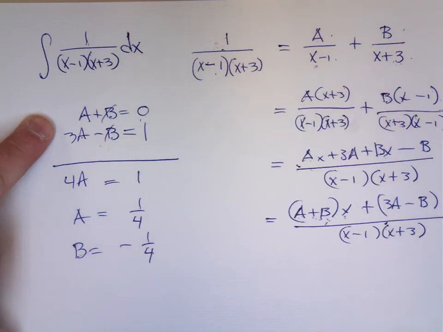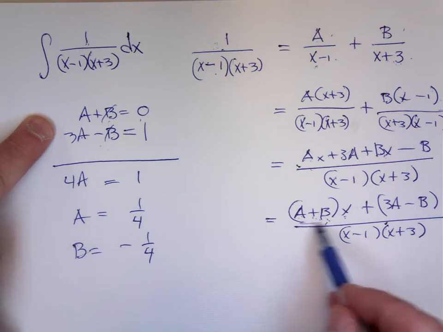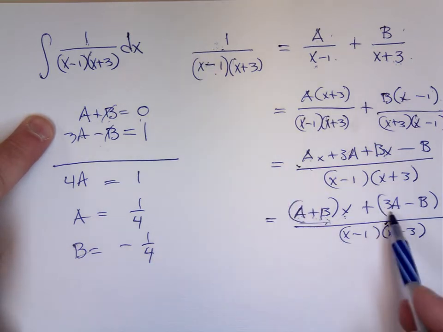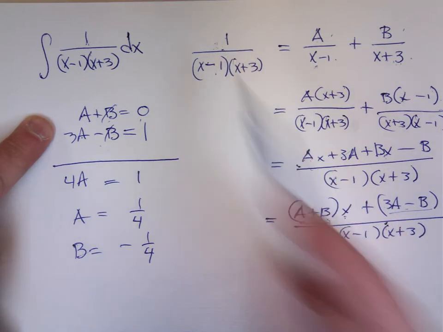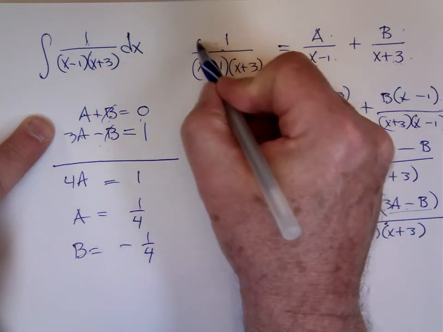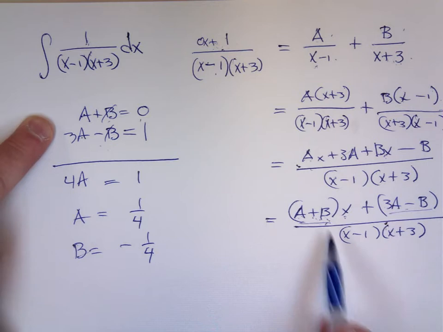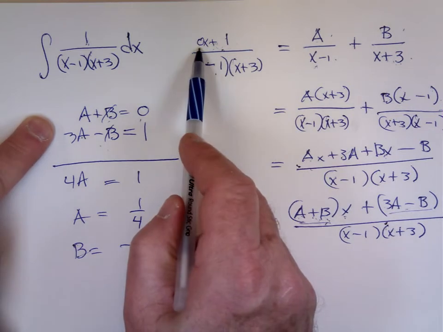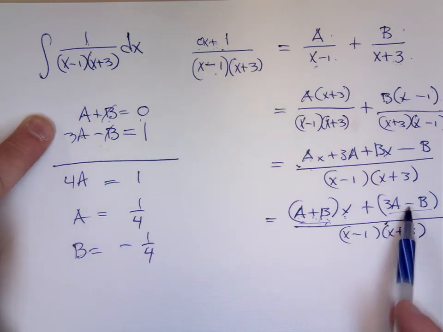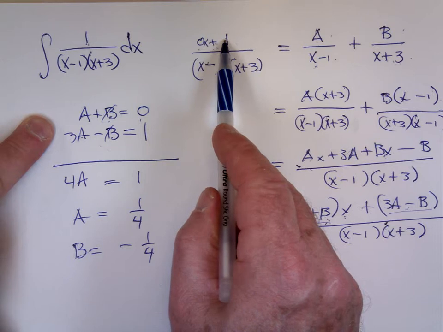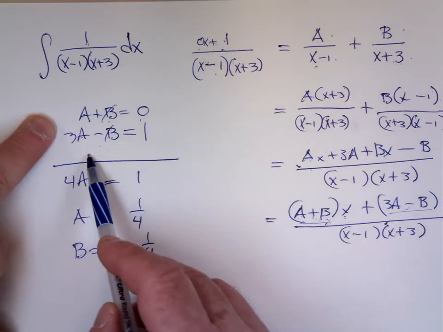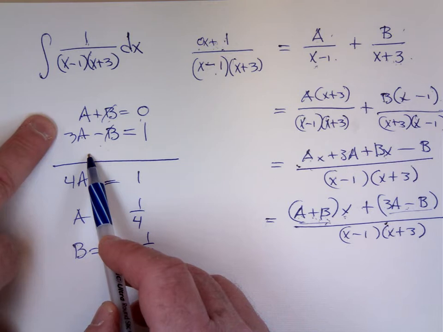Well, the step before this one is this one back here, where I set the x's equal to the x's and the constants equal to the constant, 1. You can think of this as 0x plus 1. A plus b must add up to 0. 3a minus b must add up to 1. And then you've got a system of equations to solve. But they're already set up nicely.